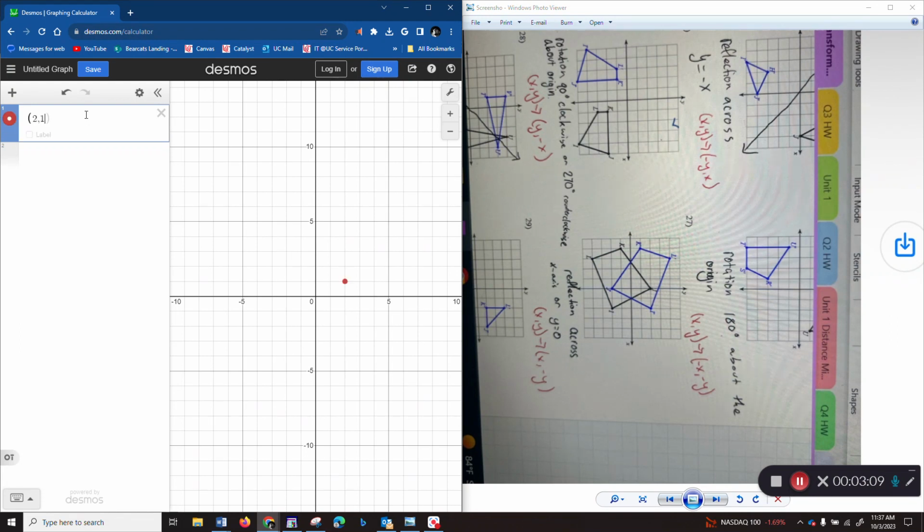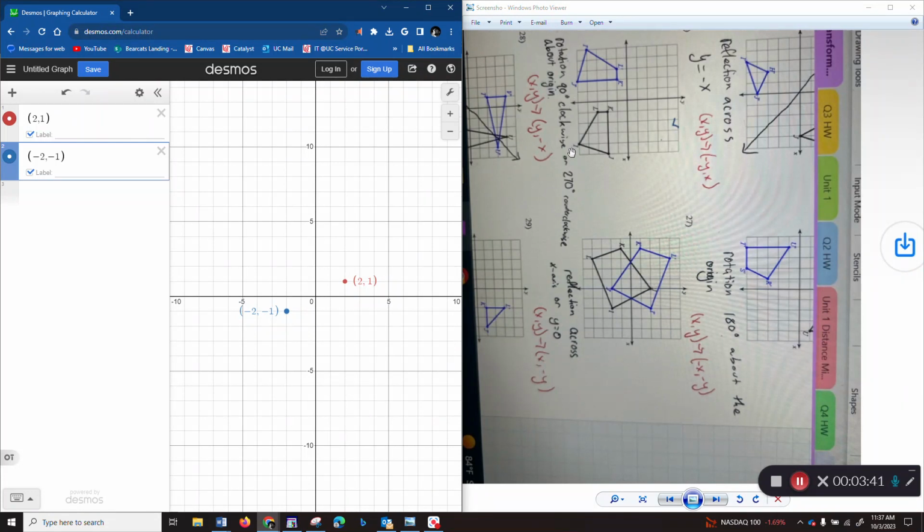(2, 1). And then you can see that (-2, -1). You can see where that is, right? It's in the complete opposite direction. It rotated 180 degrees. So whenever you rotate 180 degrees, all it does is change both of the signs. All right, what's next?